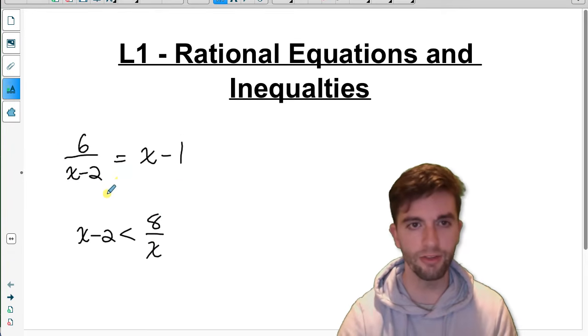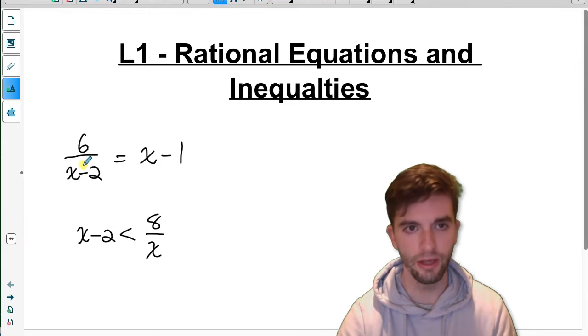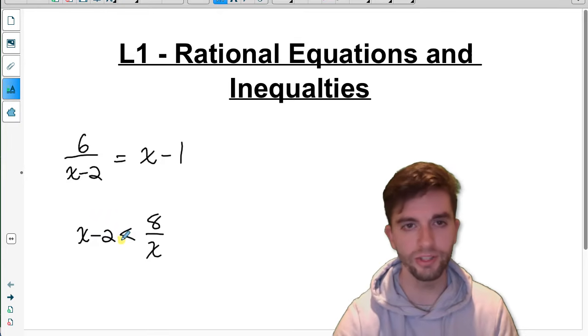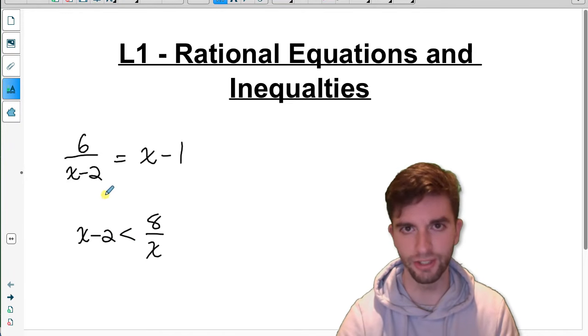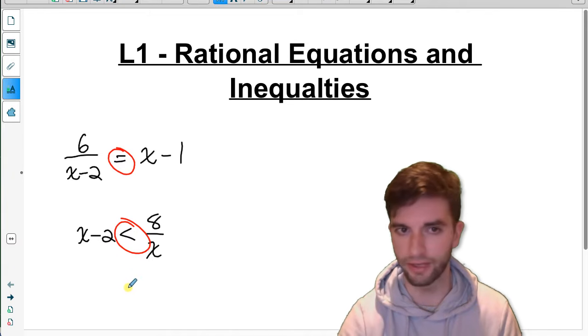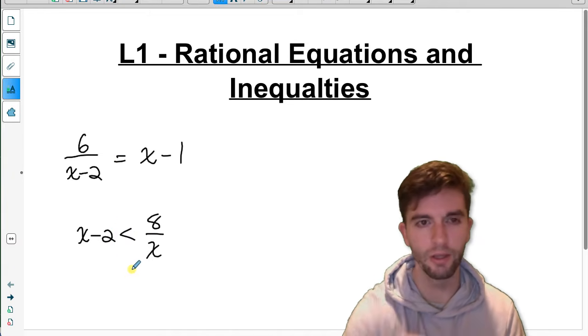So first of all, what makes these rational equations or inequalities is that there are functions of x in the denominator of the expressions involved in those equations or inequalities. Also, notice the difference between equations and inequalities. Equations have equal signs, inequalities have inequality signs, either less than or greater than symbols.